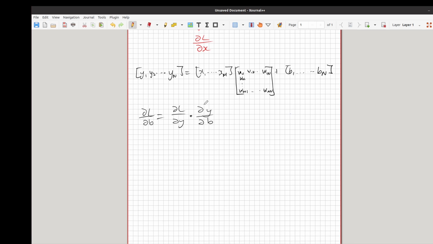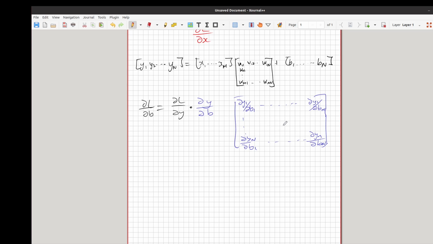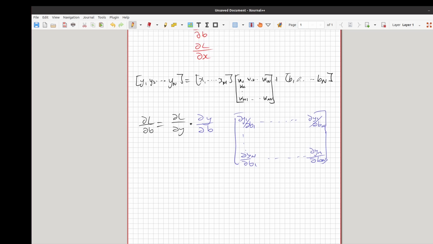And we know dL by dy. Let's think about what dy by dB looks like. I'm just going to focus in on that for a moment. That looks like this matrix here. dy1 by db1 is just 1. dy2 by db1 is 0 because they just never interact. And then you'll see that all of these are zeros. And actually, if you keep working through this, you'll just see that this is the identity matrix.